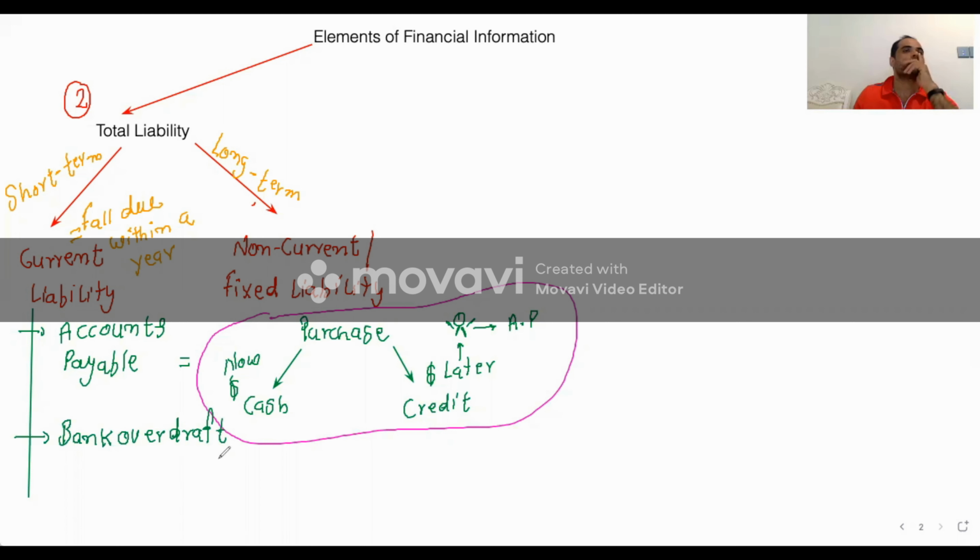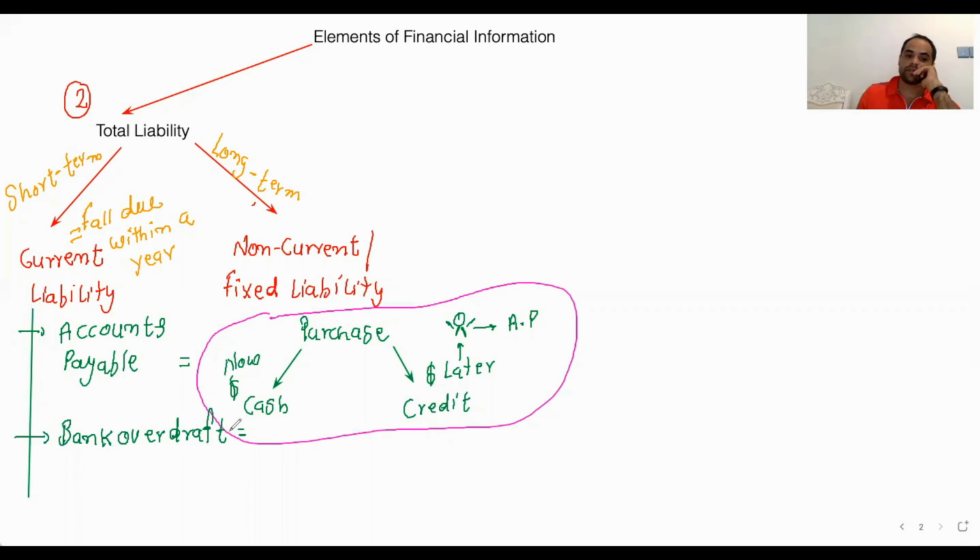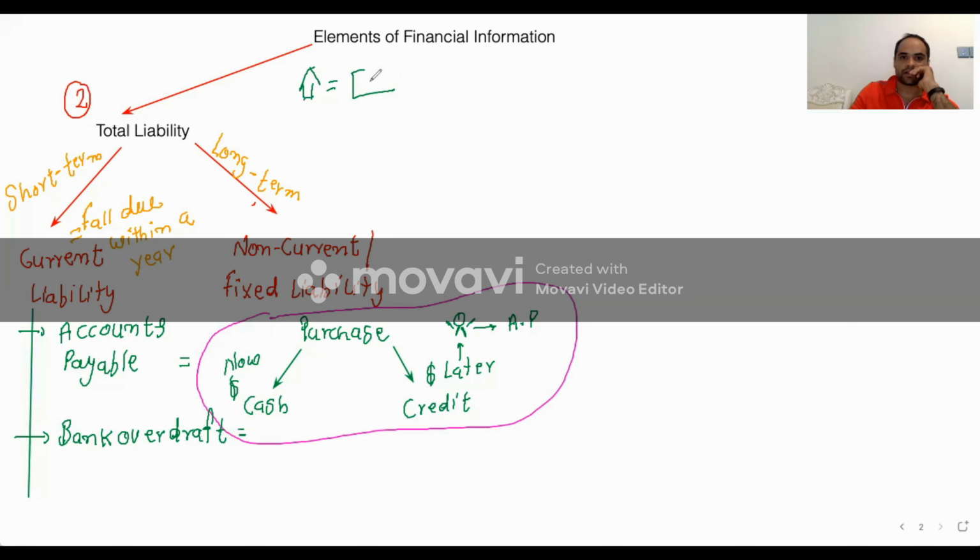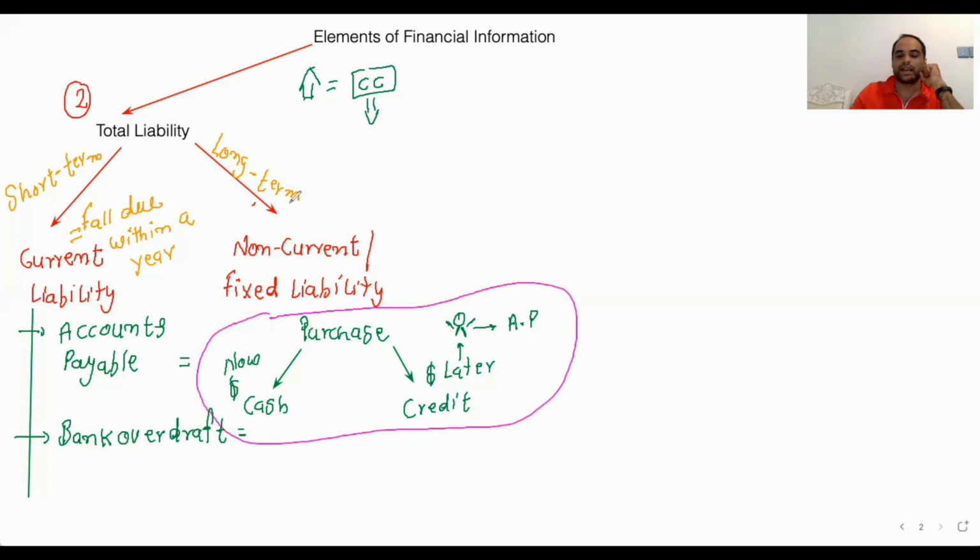All right. Now, what is bank overdraft? Bank overdraft is exactly like credit cards. Now, how do credit cards work? Let me give an example. When a bank gives you a credit card, it means the bank is giving you a limit to withdraw money using this credit card. In simple language, a credit card is basically the key to borrow money.